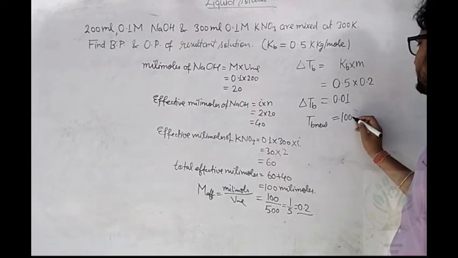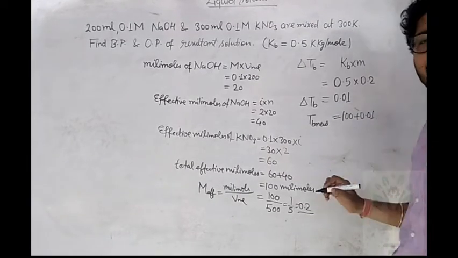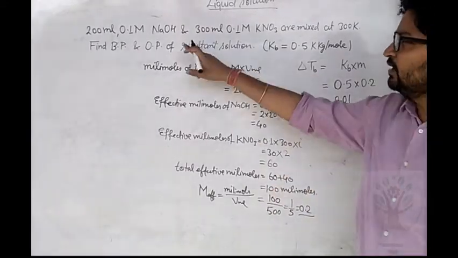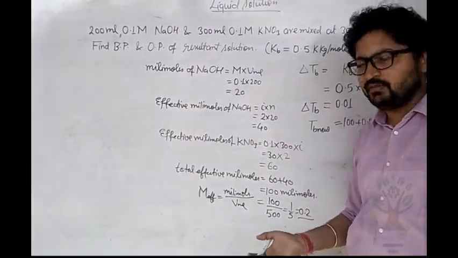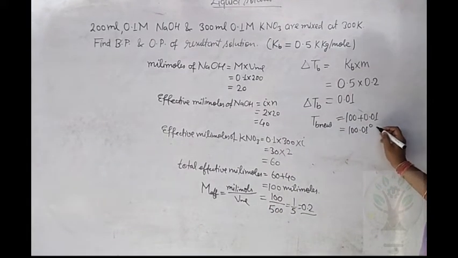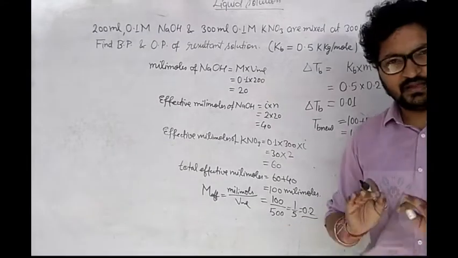TB new will be 100 plus 0.01. What is 100? 100 is the boiling point of water. If no solvent is given, we will take it as the universal solvent, water. So how much are we getting? We are getting 100.01 degree Celsius. Is this clear?